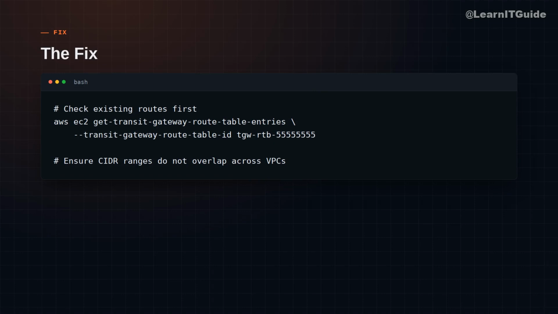Use the Get Transit Gateway Route Table Entries command. This will show you exactly what is already defined. If you find a conflict, you must readdress one of your VPCs. There is no way around that. Proper IP address management is mandatory when using Transit Gateway.